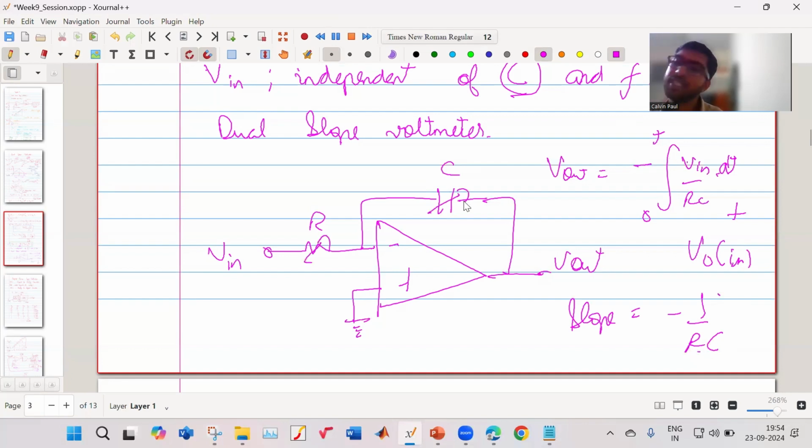Your resistance is not always 100 ohm. In your resistance, you have a tolerance band. The tolerance band can be 1%, 2%, 5%. Your capacitor value also can change. So that means your slope will change, and if your slope changes, then you're getting a wrong result. To avoid that, the dual slope voltmeter gives an output which is independent of your slope. That is the power of the dual slope voltmeter.